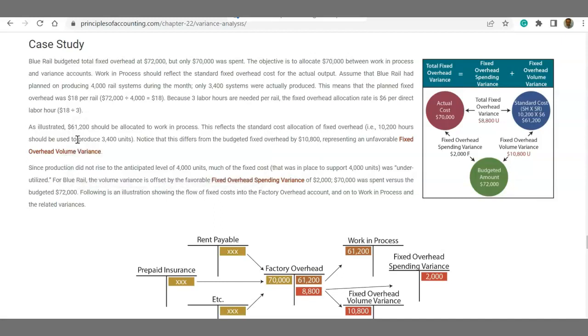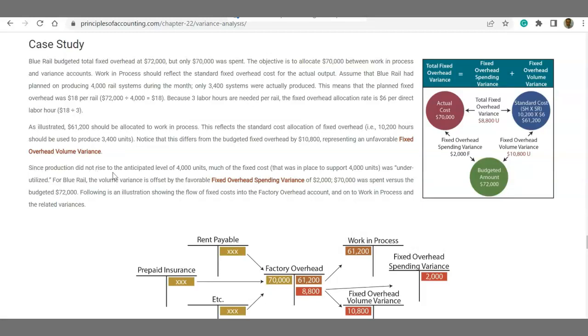Let's read it again. $61,200 should be allocated to work in process. This reflects the standard cost of 10,200 labor hours that we use for 3,400 units of production, right? So that's why we have $61,200 as an allocation. Notice that this differs from the budgeted fixed overhead by $10,800, representing an unfavorable fixed overhead volume variance. I'm going to do that also on paper so you can see it.